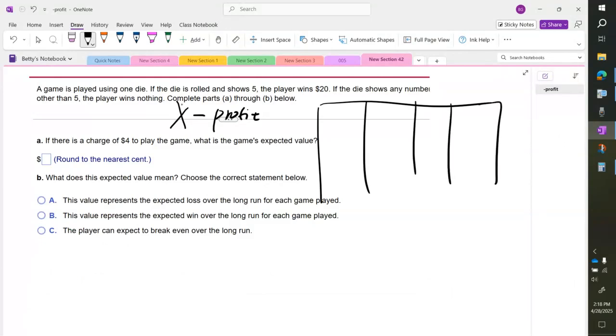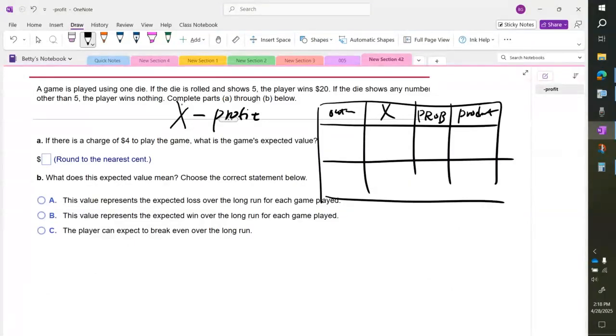Outcomes, X, probability, products, right? So it's either win or lose. Win means you get a number. If the die is rolled and shows 5, okay, you win. Any other number, or not 5, you lose. The chance of rolling a 5 is 1/6. The chance of not rolling a 5 is 5/6, right?